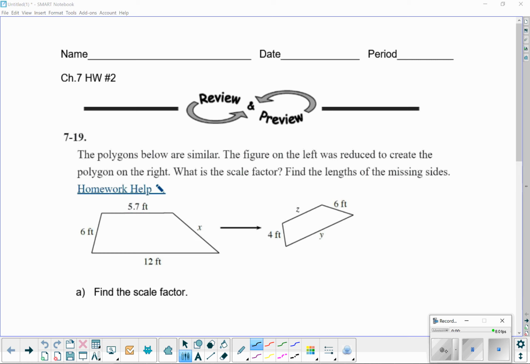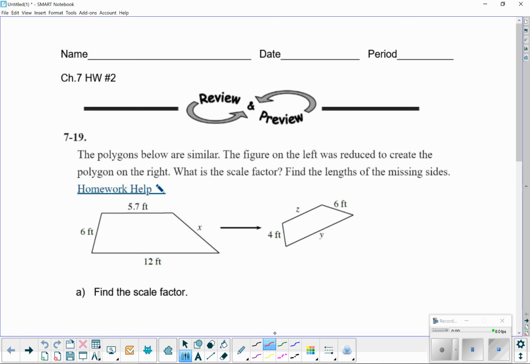This is number 2 for homework number 7, chapter 7. The polygons below are similar. One looks like a little cricket, but it's okay. The figure on the left was reduced to create the polygon on the right. What is the scale factor?